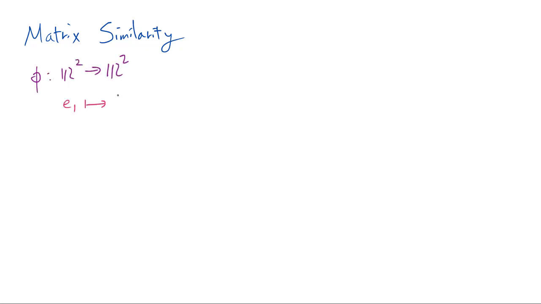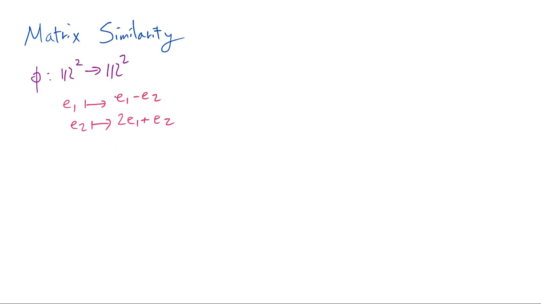Now let us go on to a topic that we are going to study for this episode and the next two episodes, the one of matrix similarity. Let's say we have a linear operator phi on R2, and let's say phi is sending E1 to say E1 minus E2, and let's say it's sending E2 to 2E1 plus E2.